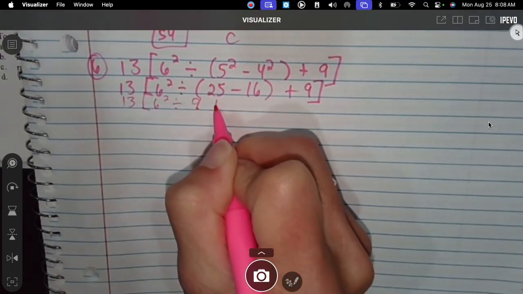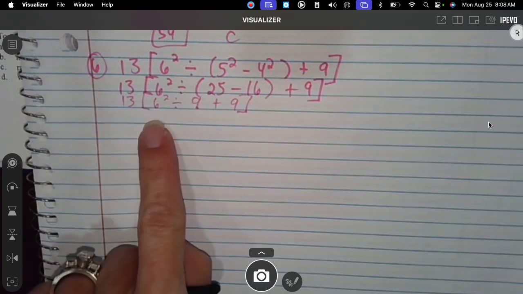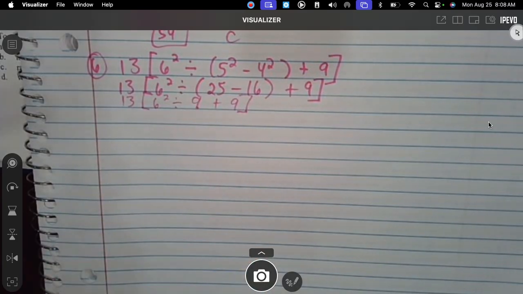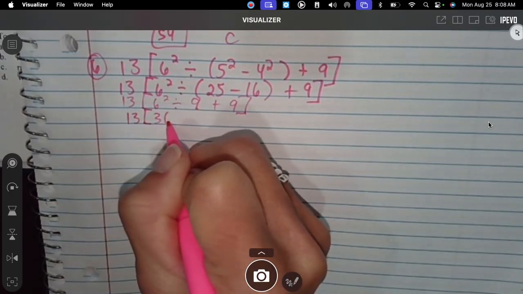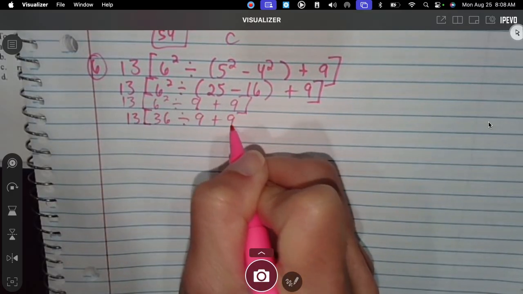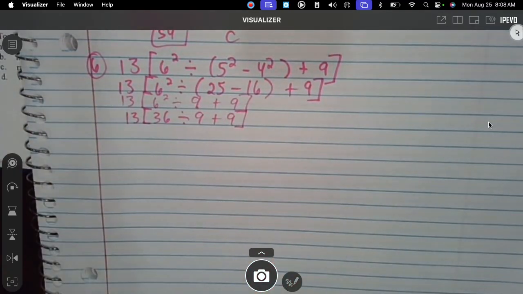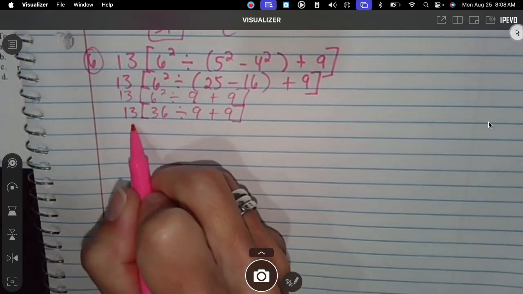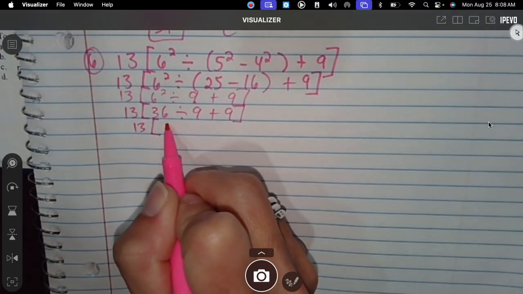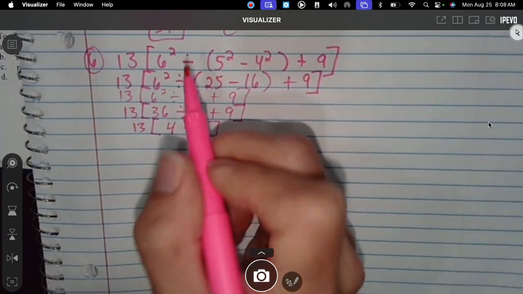Divided by 9 plus 9. Okay, so I did those parentheses. Now, in the brackets, what do I do first in here? Exponents. Exponents would come first. So what is 6 squared? 36 divided by 9 plus 9. So I've done parentheses. I'm still working in these parentheses. Exponents. Now we either multiply or divide. So what is 36 divided by 9? Was that 4? And then still in parentheses, what's 4 plus 9?